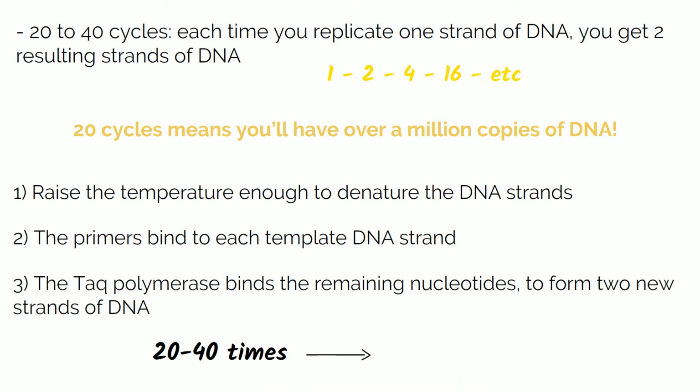The whole process is controlled by the PCR machine, called a thermocycler, so you can just set it up and leave it to do its thing for a few hours, and when it's finished you have over 1 million copies of that target DNA segment.